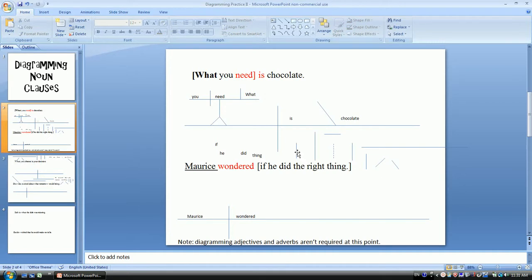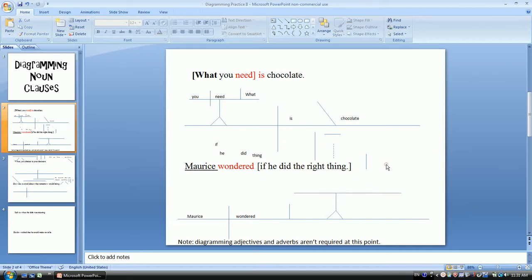We know that to put a direct object in the diagram, we need the short stubby vertical line. And we know that for noun clauses, we need the pedestal. So our pedestal is just going to go in the section where a direct object would normally go. Okay, so I'm drawing our pedestal over here. And let's see. So, if he did the right thing.